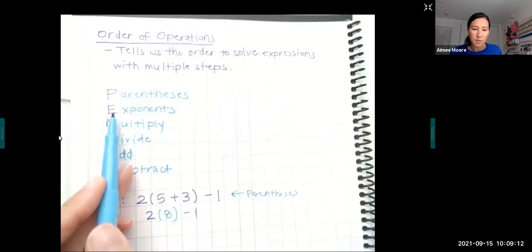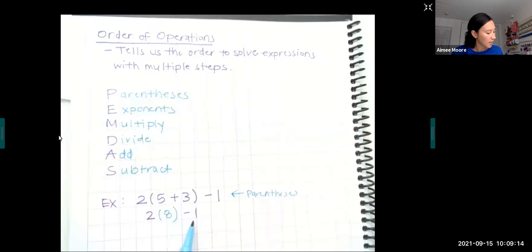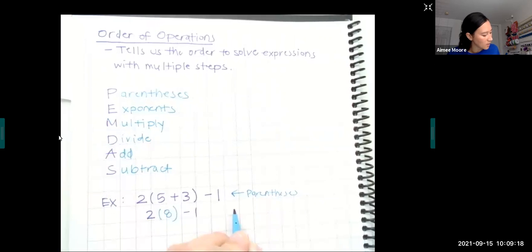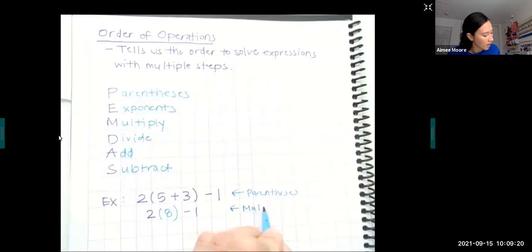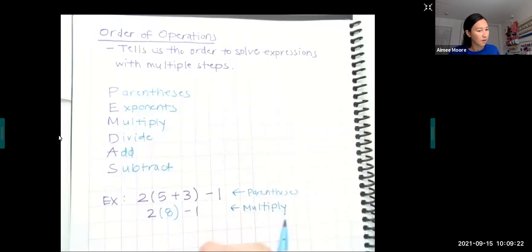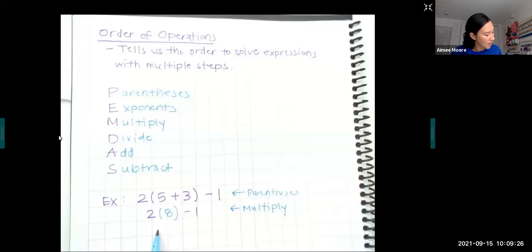Then look for exponents. No exponents. So then we can move on to multiplying and dividing. So next we are going to multiply, which gives us 2 times 8, which is 16, minus 1. And now we can do our adding and subtracting, which in this case we are subtracting. And so 16 minus 1 is 15.